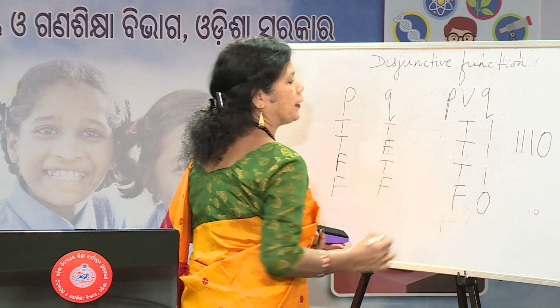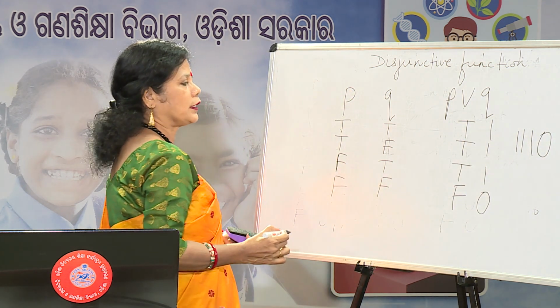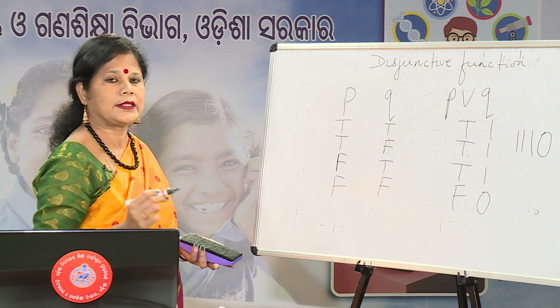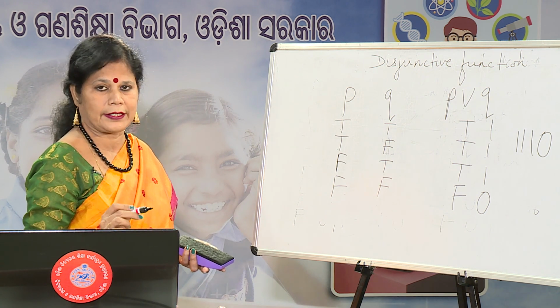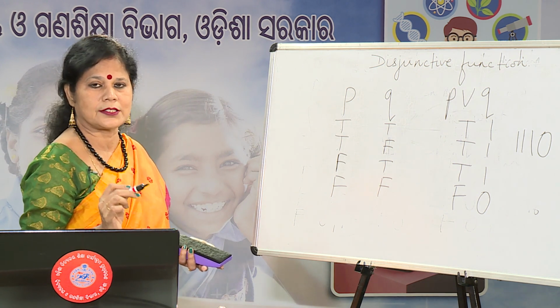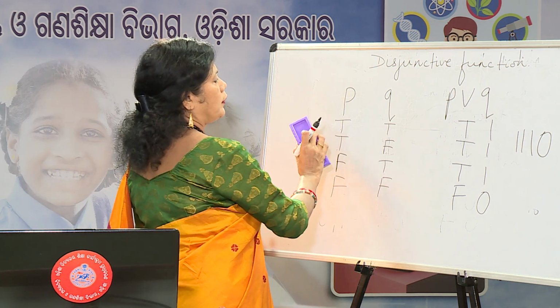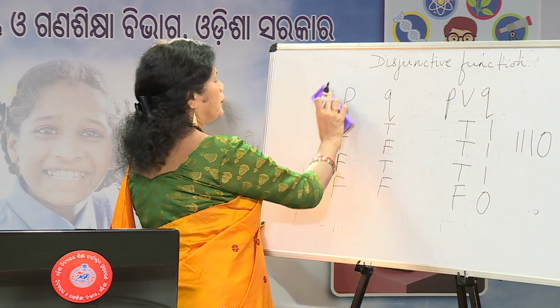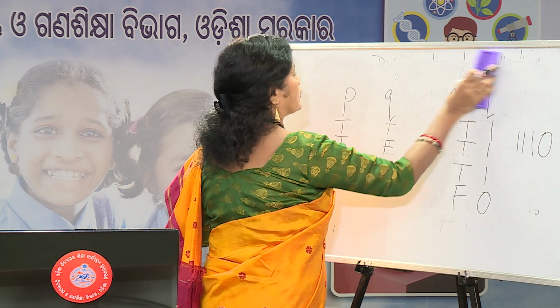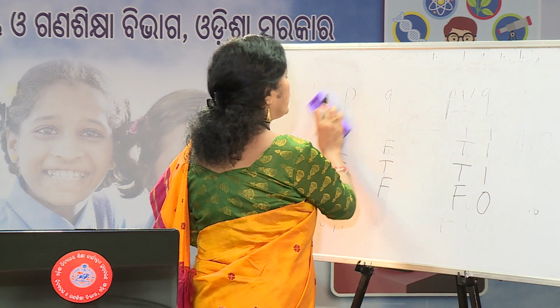This is the matrix number of the disjunctive proposition: 1110. This is your disjunctive proposition. Okay. Now the disjunctive function is over. Now we will discuss the alternative function.